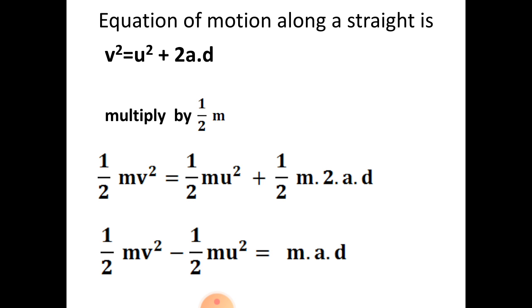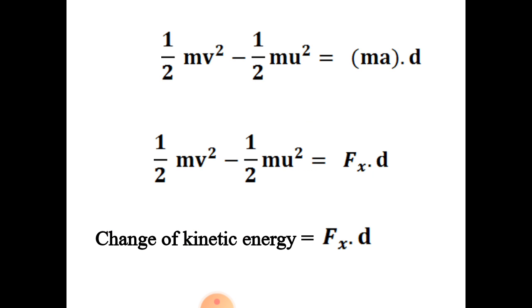If you multiply both sides by half m, we get half m v square is equal to half m u square plus half m into 2ad. We can write this equation as half m v square minus half m u square is equal to mad. This is equal to ma dot d.